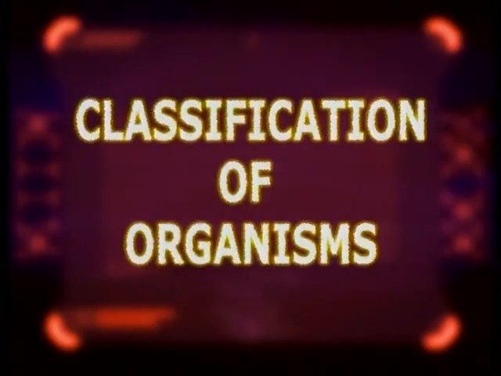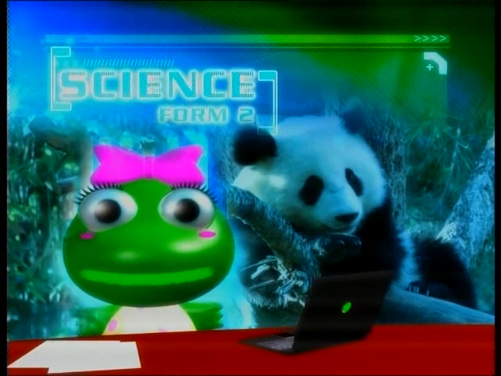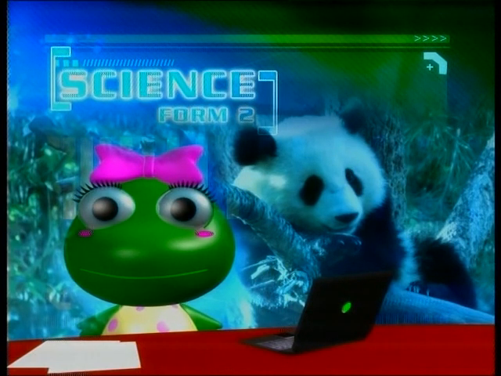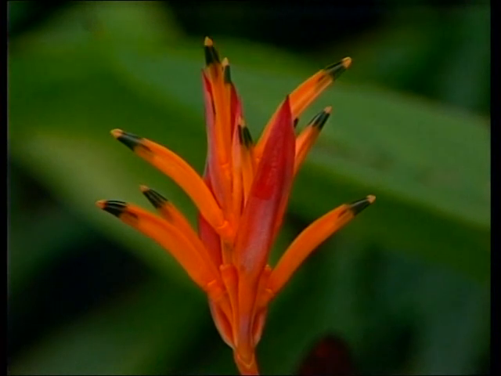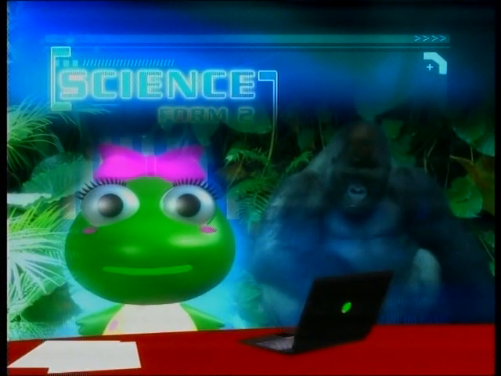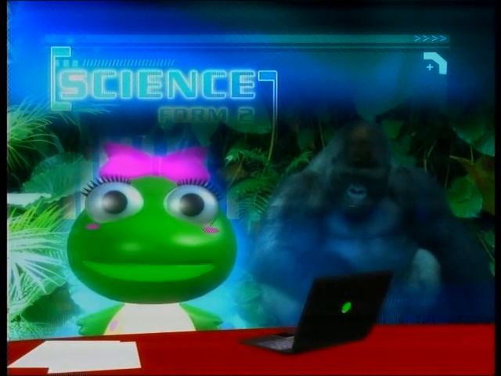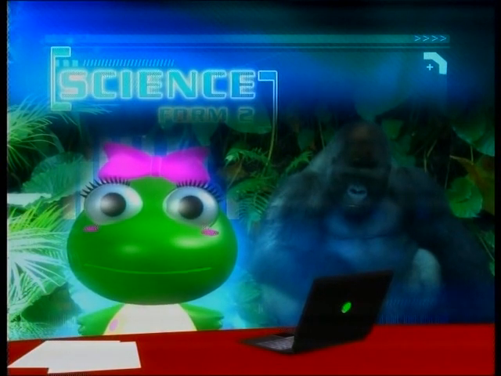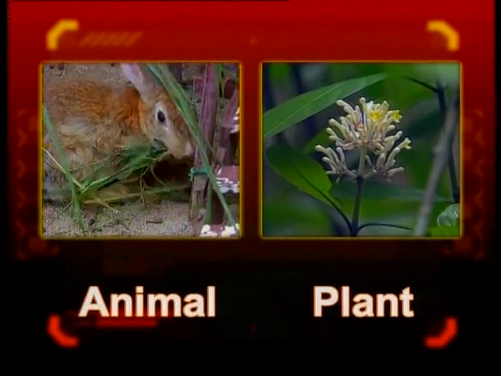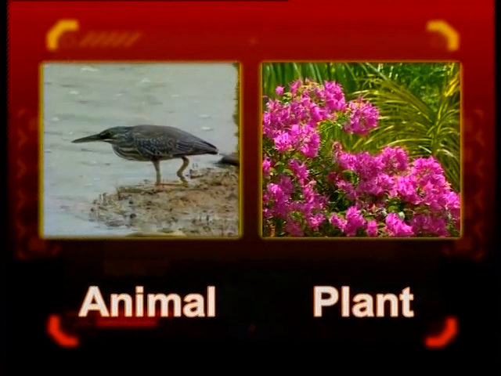Classification of organisms. What actually is the meaning of classification? A classroom? No. Classification is the placing of similar objects into similar groups. Organisms are classified based on their characteristics, judging by the degree of similarity and difference. The classification of organisms will allow us to remember them better and also to relate them to one another.